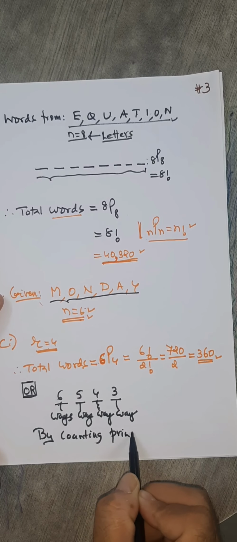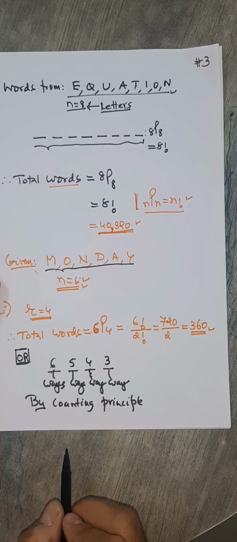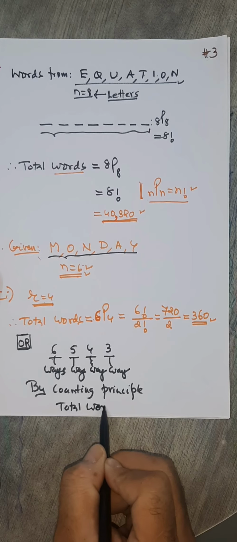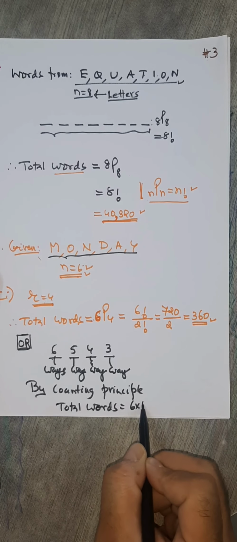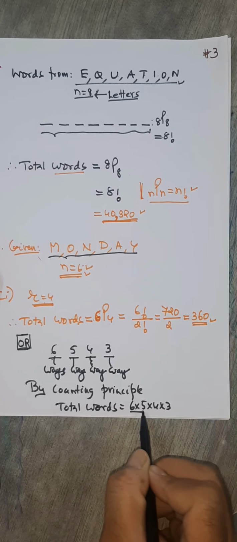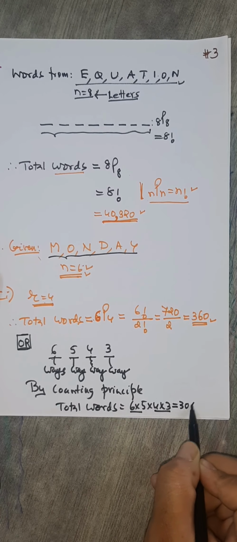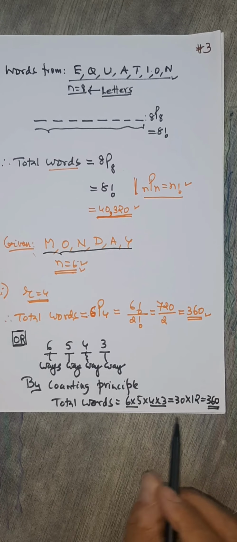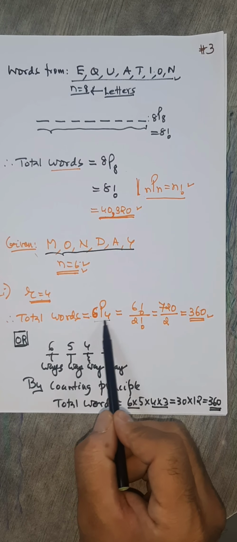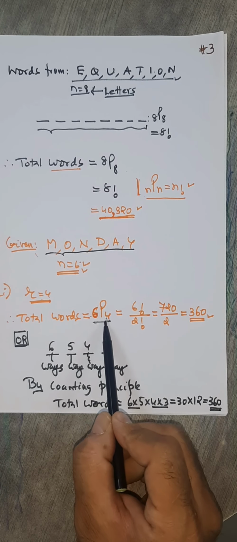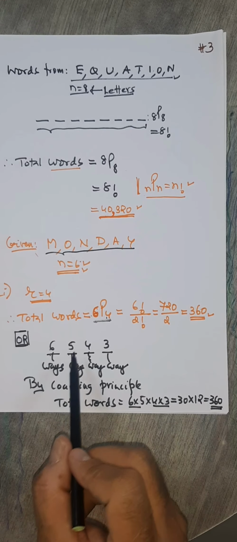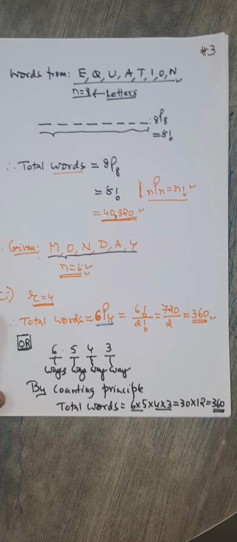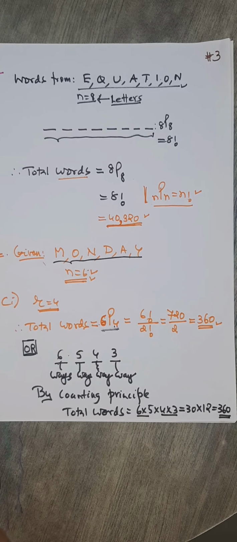By counting principle, total words equals the product of all: 6 into 5 into 4 into 3. This is 30 and this is 12. 30 into 12. So 12 3s are 36, so 360. Choice is yours, right? But this should not be used blindly. Remember, जब भी आप 6p4 formula use करो तब कोई condition नहीं होनी चाहिए. But this is a very commonly used technique. आप ऐसे करो exam में, ऐसा लिखो. Both are absolutely correct. Remember, don't worry. The way you feel easier, you can use it.